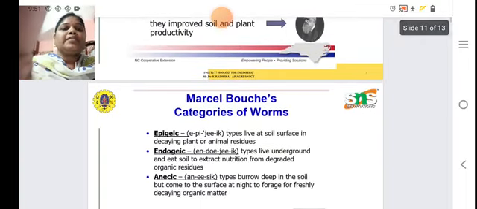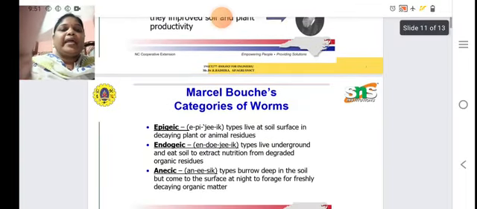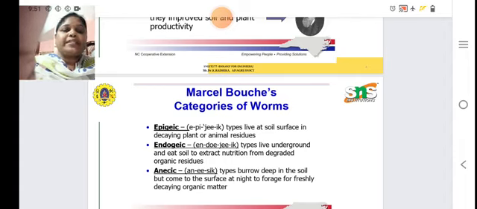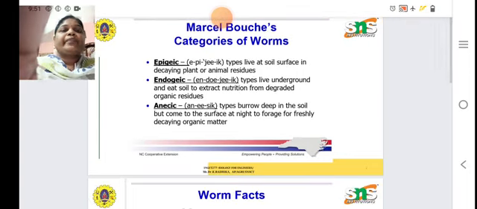Then Marcel Bouché's categories of worms: epigeic, endogeic, anecic. Epigeic types live on the soil surface in decaying plant or animal residues. Endogeic types live underground and eat soil to extract nutrients from degraded organic waste. Anecic types burrow deep in the soil but come to the surface at night to forage for freshly decaying organic matter.